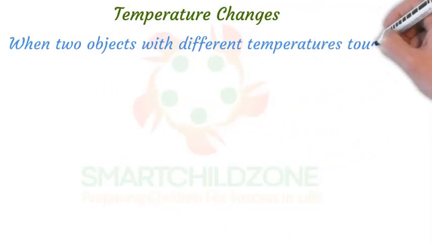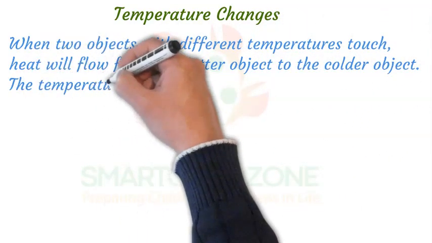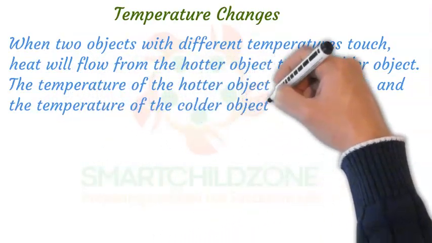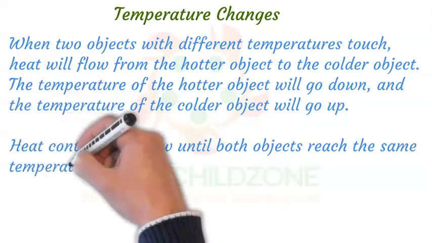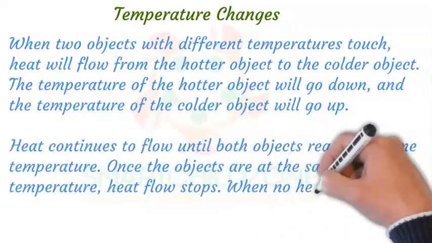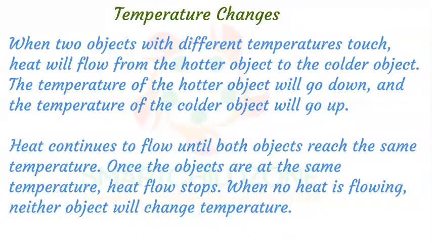When two objects with different temperatures touch, heat will flow from the hotter object to the colder object. The temperature of the hotter object will go down and the temperature of the colder object will go up. Heat continues to flow until both objects reach the same temperature. Once the objects are at the same temperature, heat flow stops. When no heat is flowing, neither object will change temperature.